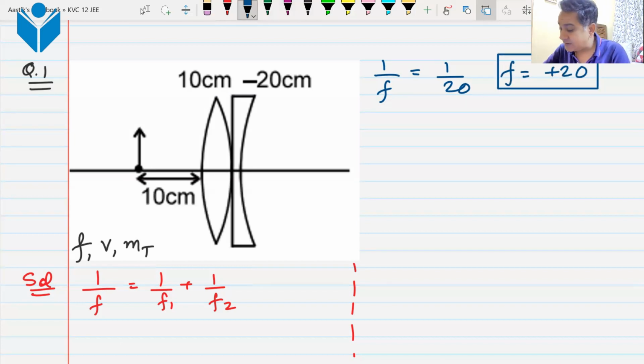I will apply the lens formula 1 by V minus 1 by U is equal to 1 by F with proper sign. What is the value of U, my dear friends?